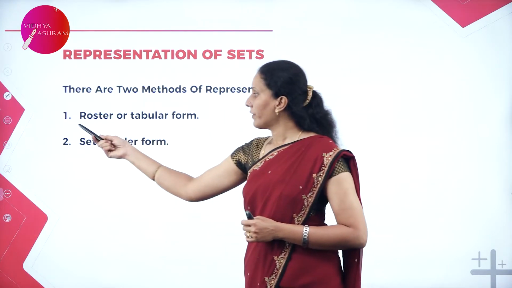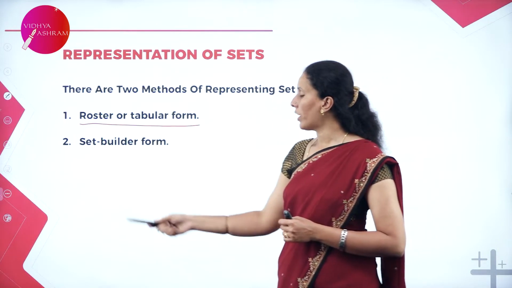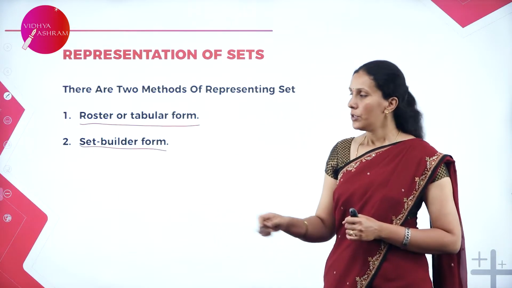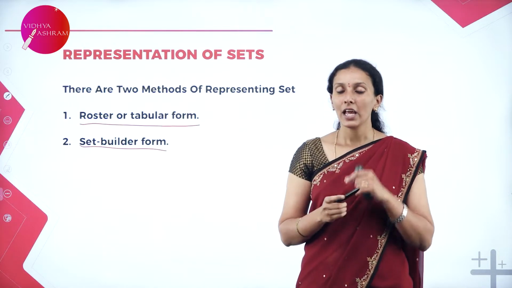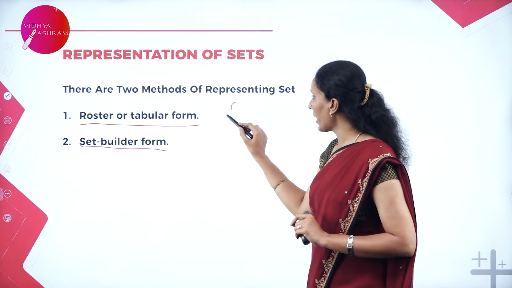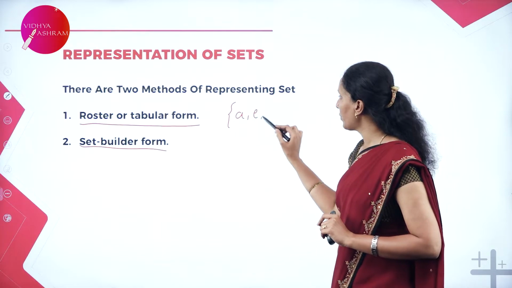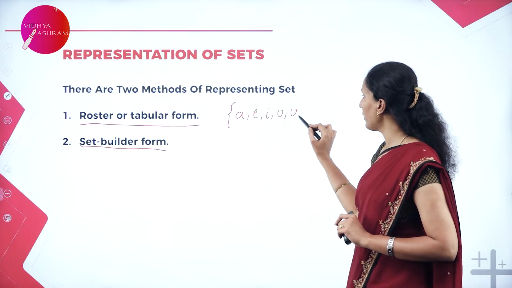So here we have the two types. One is roster or tabular form, the other is set builder form. Roster form means that when I say vowels in English alphabets, we can write the elements separately using commas, that is A, E, I, O, U.